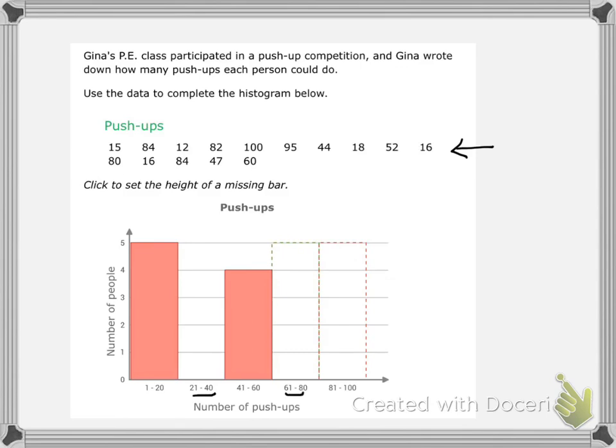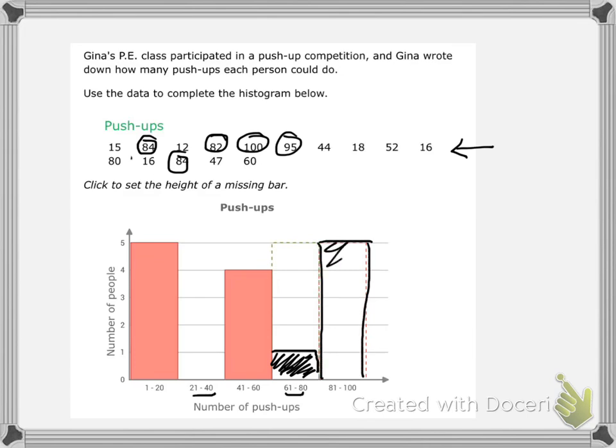Now we're going to look at 61 to 80, and I see only the 80 here. So I'm going to draw a bar in here attached to the 41 to 60, just going up to 1. And now we're going to focus on the 81 to 100. I'm going to circle those numbers. So we have an 84, 82, 100, 95, and another 84. So it looks like 5. So I'm going to draw a bar that's attached to the 61 to 80 and color that in.